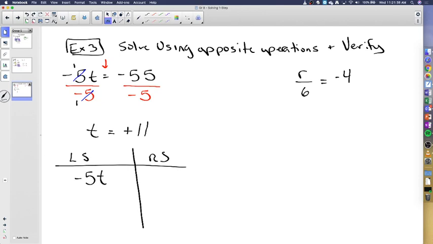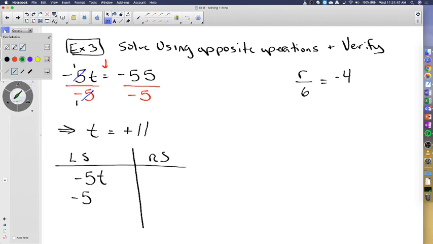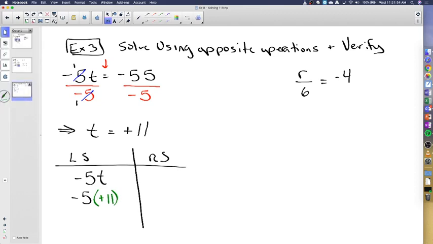Now, I have a statement saying that t, instead of being the letter t, should be positive 11. So I'm going to substitute that value, positive 11, back into my expression. Remember, when we substitute back into an expression, we use a set of brackets to keep things separate. So now I've got -5 next to a set of brackets, which means I should be multiplying. So it's -5 times positive 11. Negative times positive is negative, and 5 times 11 is 55.